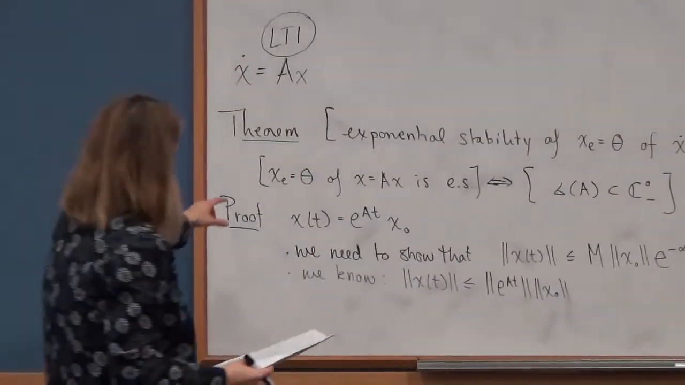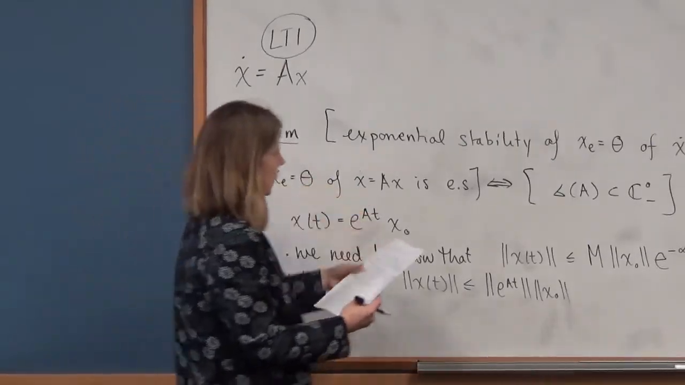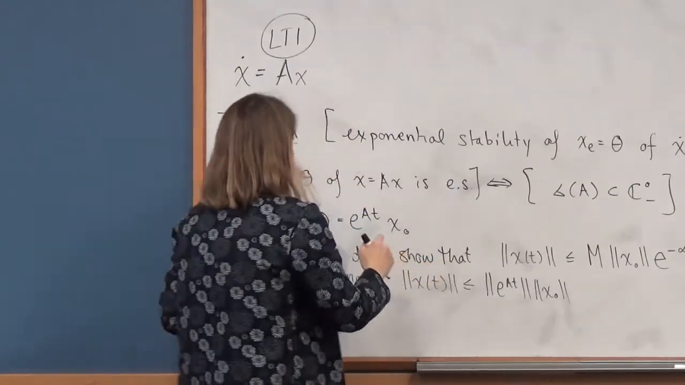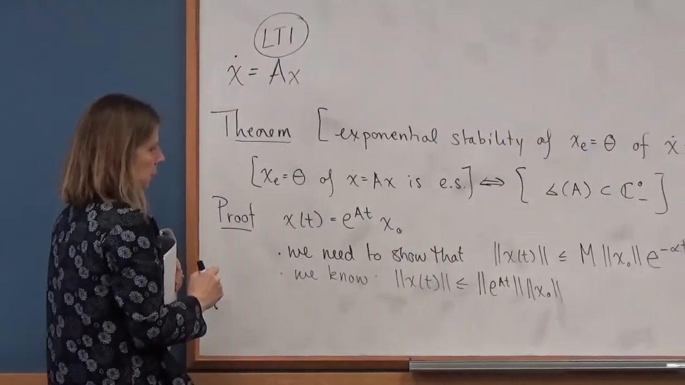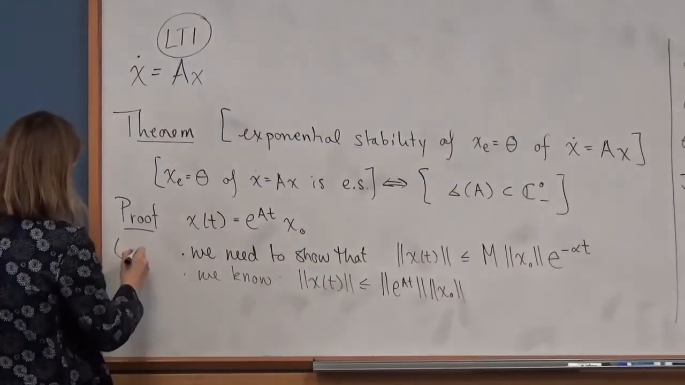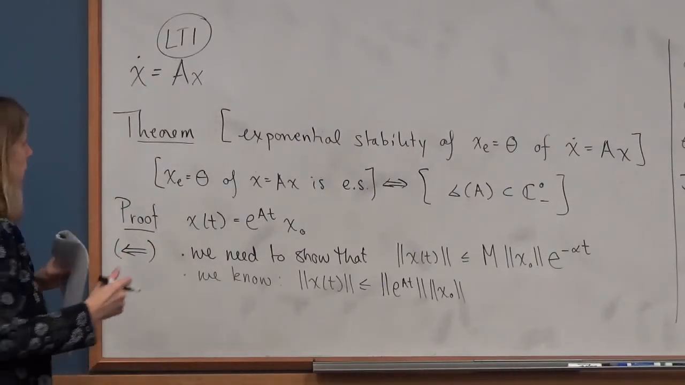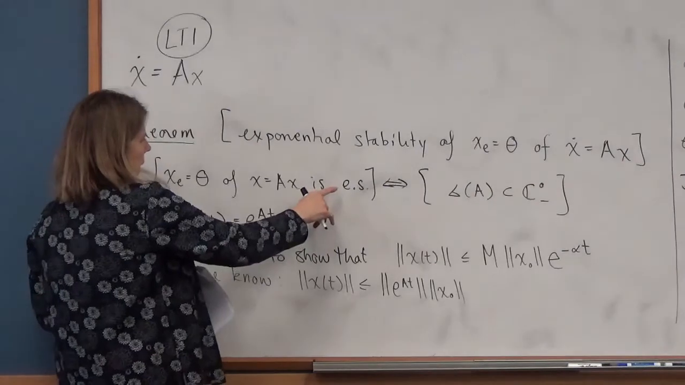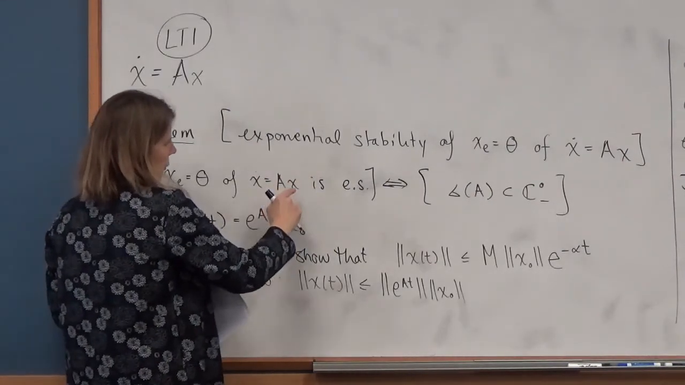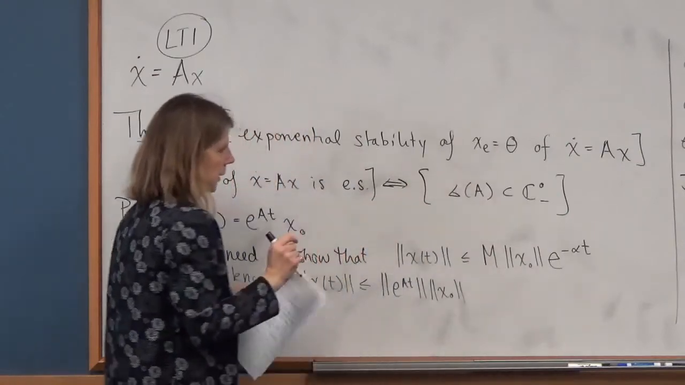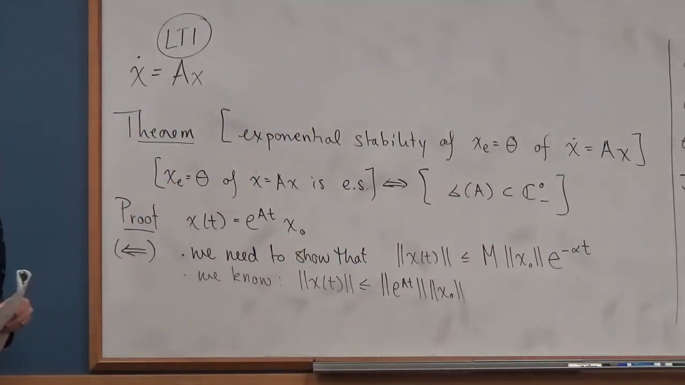This is an if and only if proof. So we've shown that if all of the eigenvalues are in the open left half plane, then the system is exponentially stable. So we proved this direction. To prove the other direction, the other direction is that exponential stability of the equilibrium implies that all of the eigenvalues of A are in the open left half plane.